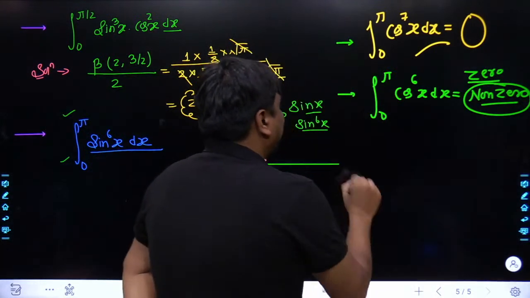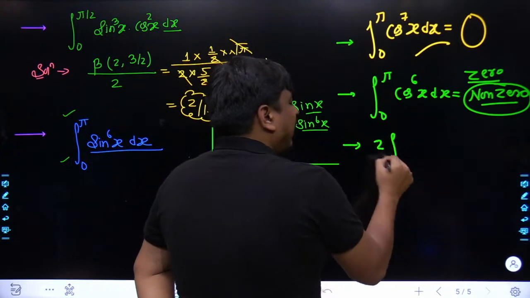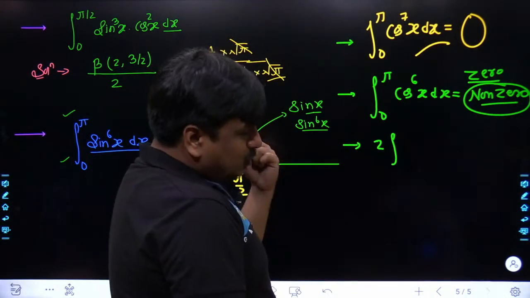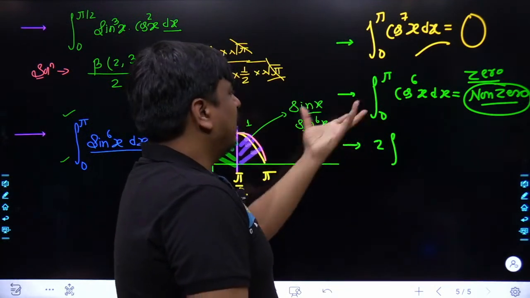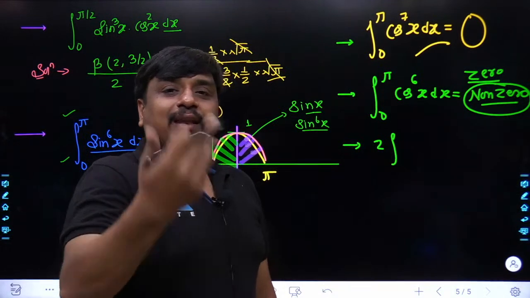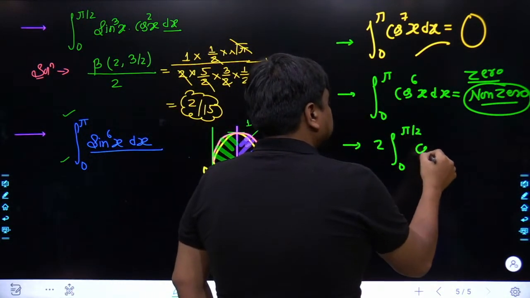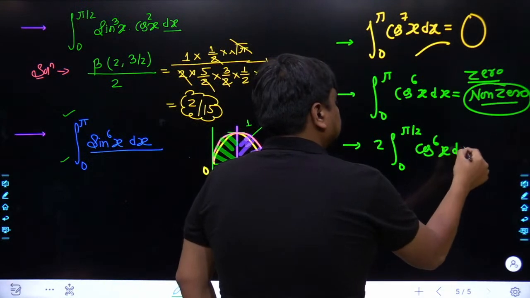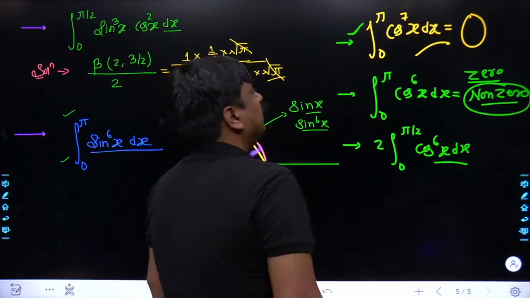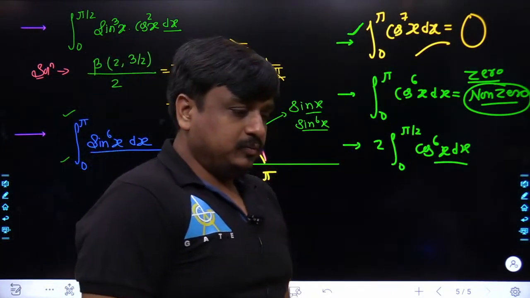And how will you calculate this? The area covered by the cos of x from 0 to pi by 2 was the same as from pi by 2 to pi, and now because of the even power, the area is the same. So what can we do over here? If you are not agreeing on it, you can check by yourself. Agreed? No?